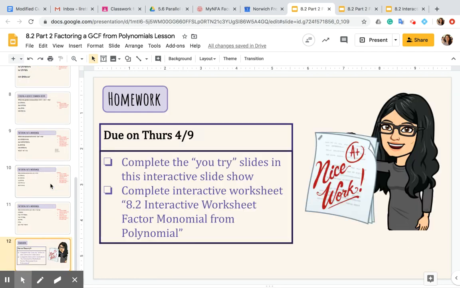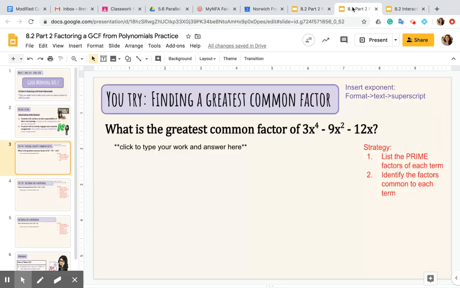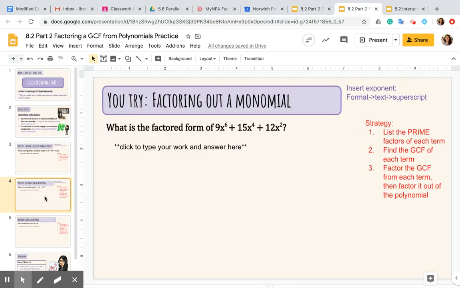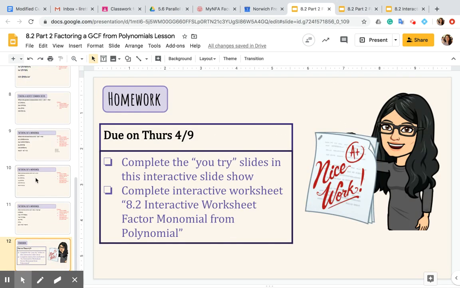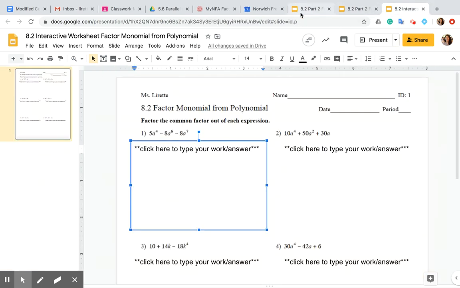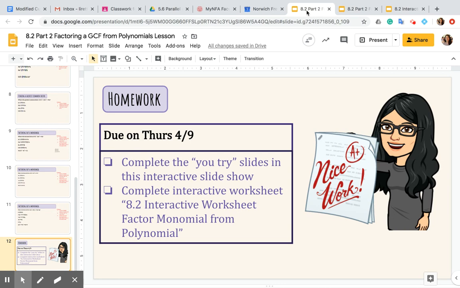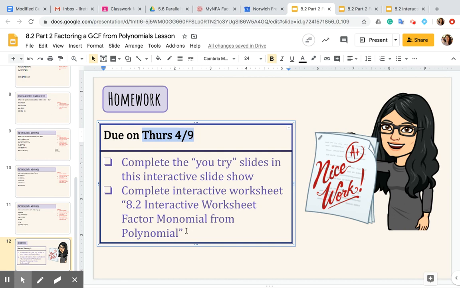Our homework is going to be the You Try slides. And what I'm going to give you, it's going to be similar to what I did. It's just going to be different problems, as well as that interactive worksheet. Okay, give them a go. Let's say it's due Thursday, the 9th. If we're really struggling with this, because this is new, we'll revisit this and do more of this stuff the week that we're back from spring break.